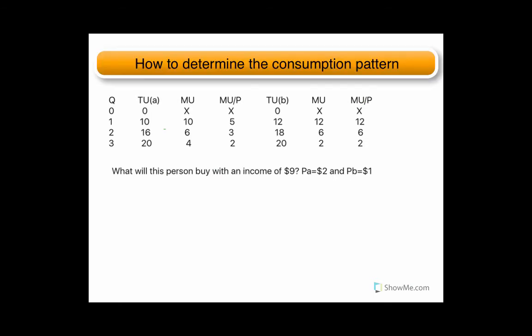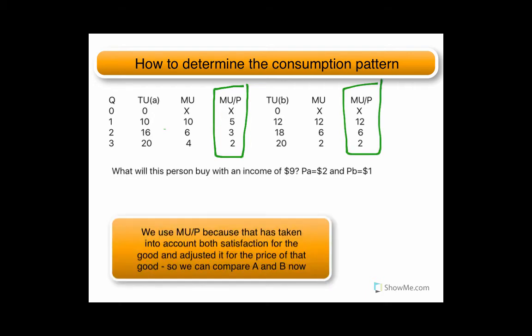So now we're going to answer the question, what will this person buy with an income of $9? To answer this question, we really just need to look at the MU divided by the P columns. To remind, MU divided by P represents the extra satisfaction a person gets per what the cost is to gain that. So now that we have our MU over P for both goods A and B, we can compare them to examine what choices a person will make.